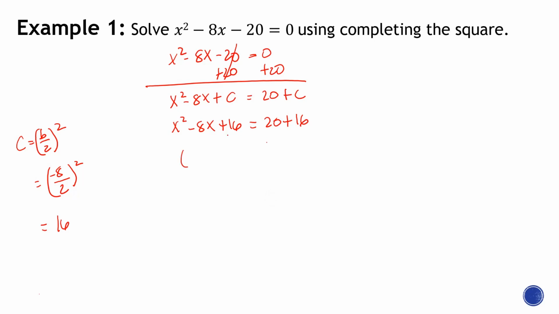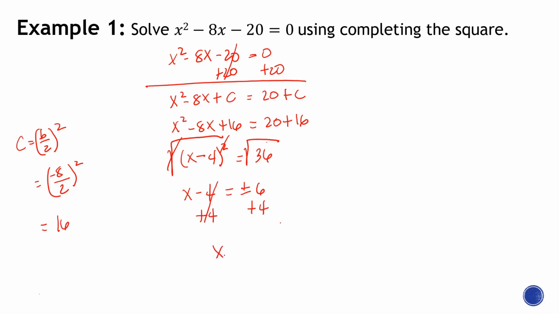And then I can factor this. This is x, and whatever the sign of the middle term, that's going to be the sign here. The square root of 16 is 4, squared, equals 36. And then I'm going to find the square root of both sides. So this is x minus 4 equals positive or negative 6. Then I will add 4 on both sides.